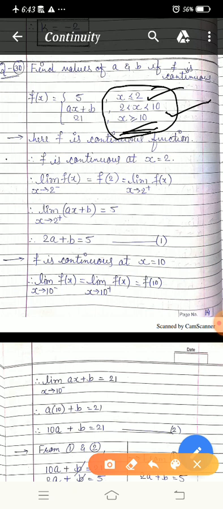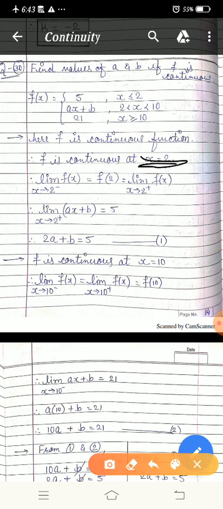So we need to take 2 different cases. First of all we take that the function is continuous at x equals 2, and secondly we take that the function is continuous at x equals 10. So we can solve it easily. We are taking the function is continuous at x equals 2. So the left hand side limit of the function and the right hand side limit of that function must both be the same.